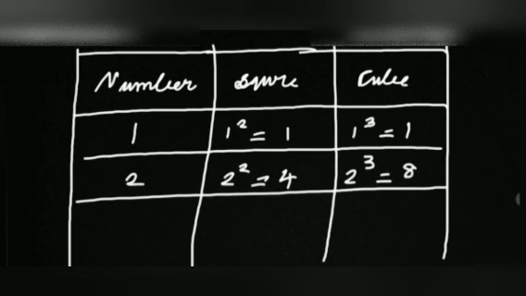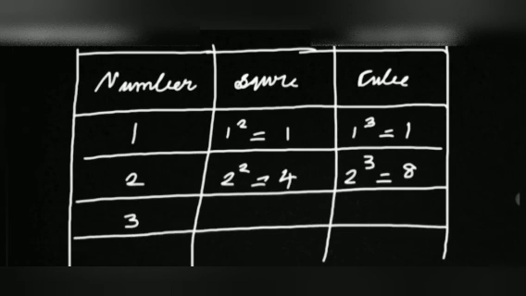Now number 3. What is 3 squared? 3 into 3, isn't it? It is 9. Now 3 cubed. What is 3 cubed? 3 cubed means 3 multiplied how many times? 3 times: 3 into 3 into 3. Just find out this in the working column and you will get the answer as 27.